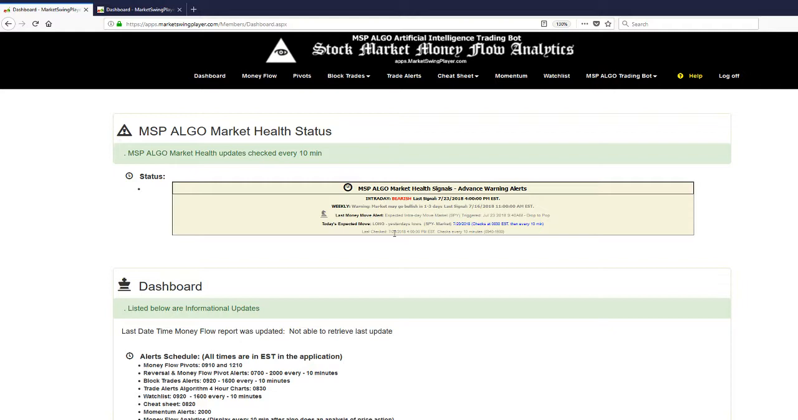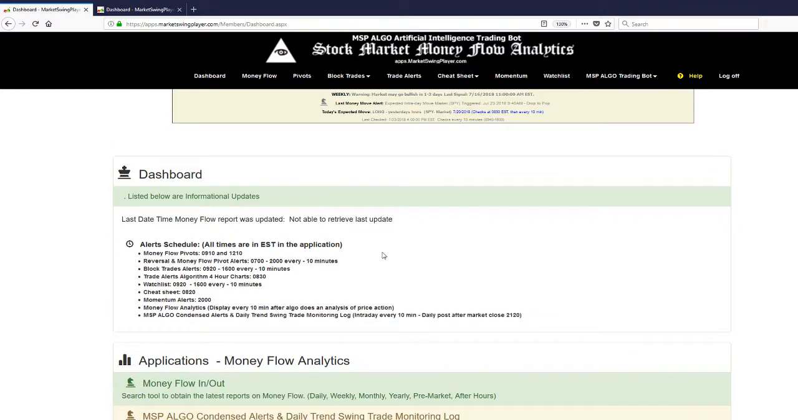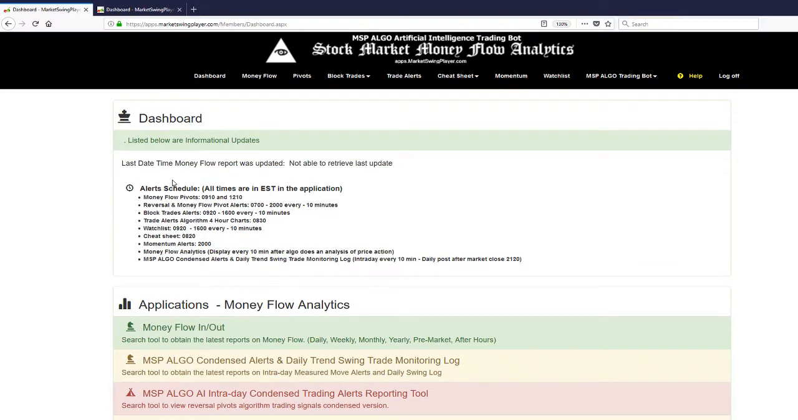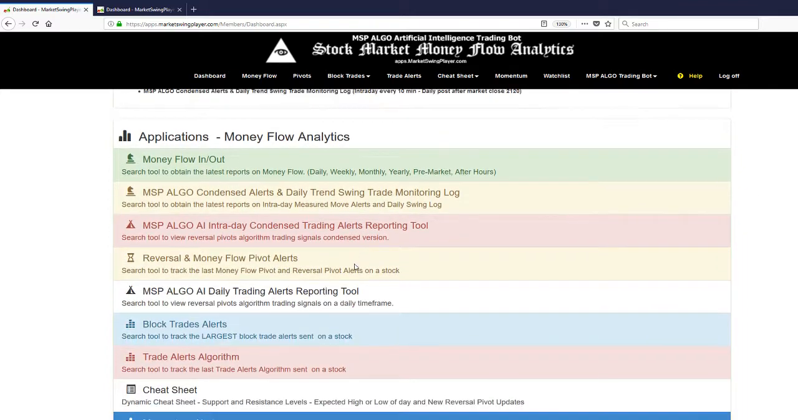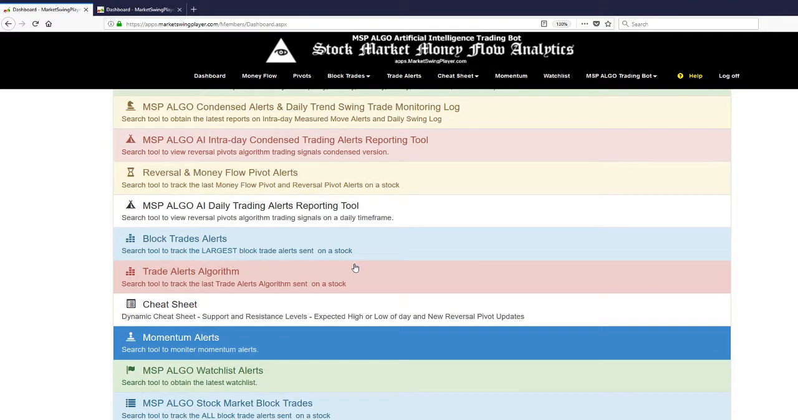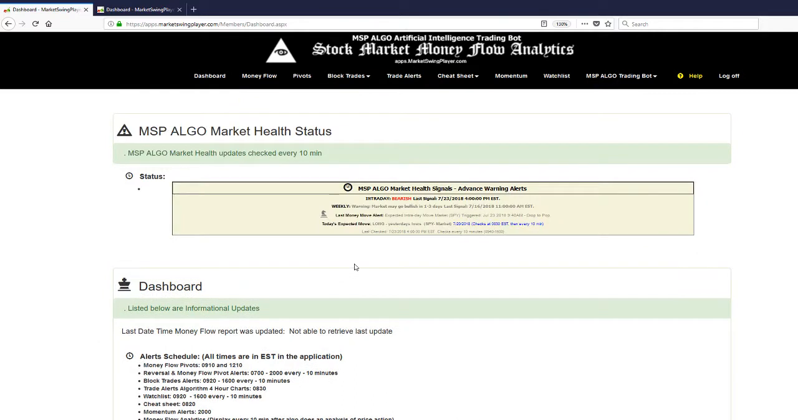These are checked every 10 minutes. So it will update every 10 minutes. Some of these actually start about 8 a.m. until market close, 1600. And basically this just tells you the alert schedule and different parts of the application. So we'll go look at the different parts of the application.